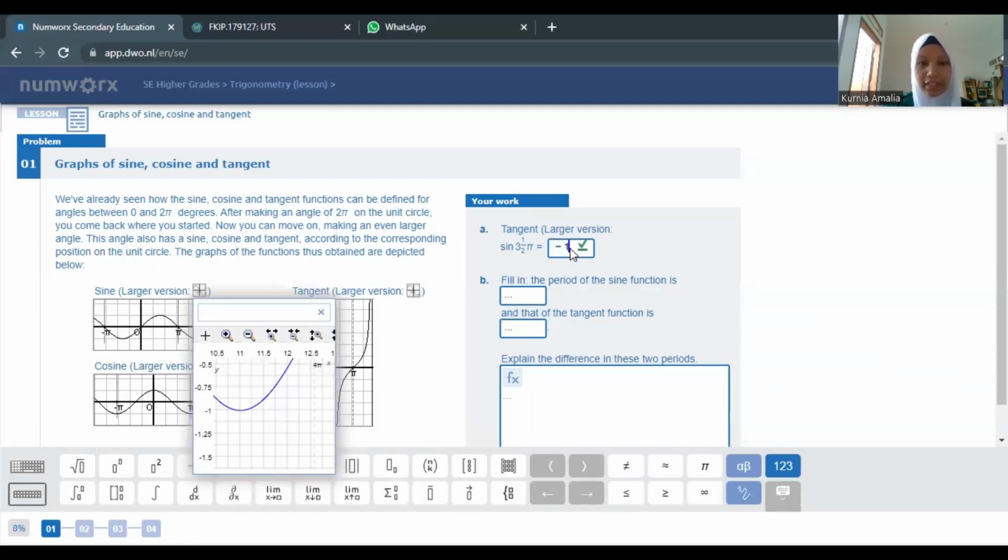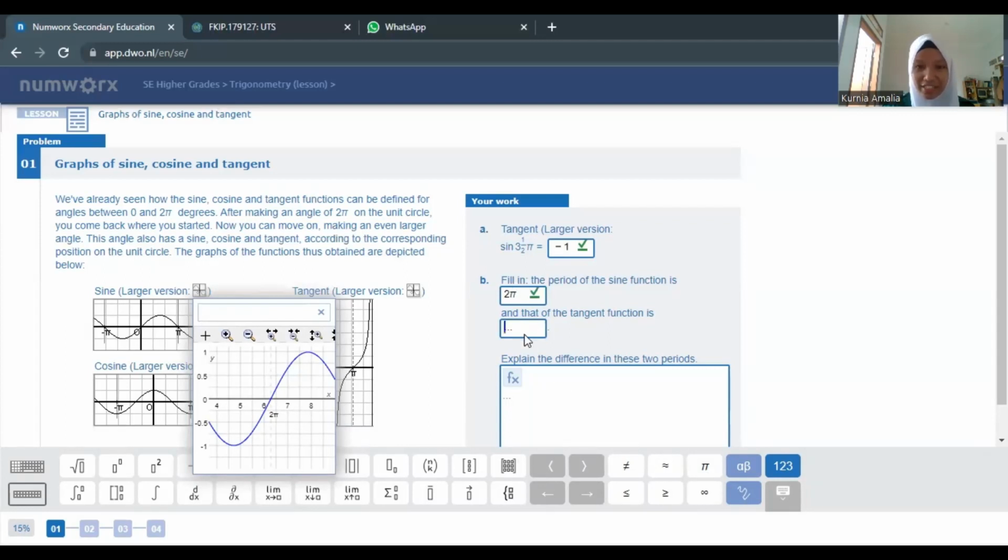Correct. Next question, B. Fill in the period of the sine function and the tangent function. So what is a period? The period is the shortest interval after which the graph repeats. As I said before, the sine function consists of one hill and one valley, and then it repeats. The valley ends at 2 pi, so the period of the sine function is 2 pi. I'm sorry for the noises.